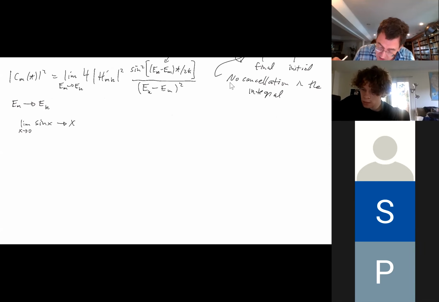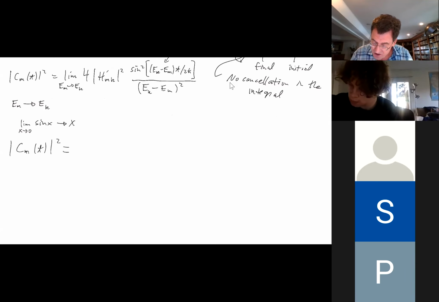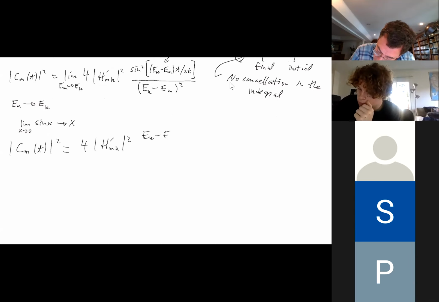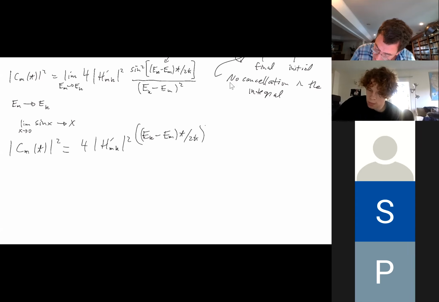Okay, so let's take that limit. And so I have Cm of t as the energy of the final state goes to the energy of the initial state, in which case I just have 4 times h prime mk squared. Let's take that limit. So sine squared of that just becomes Ek minus Em times t over 2h bar, squared, divided by Ek minus Em. So it's approximately like that. Let's take the limit, Em.